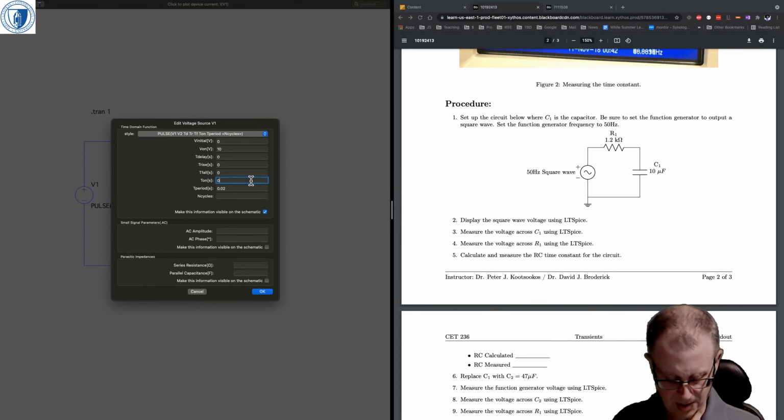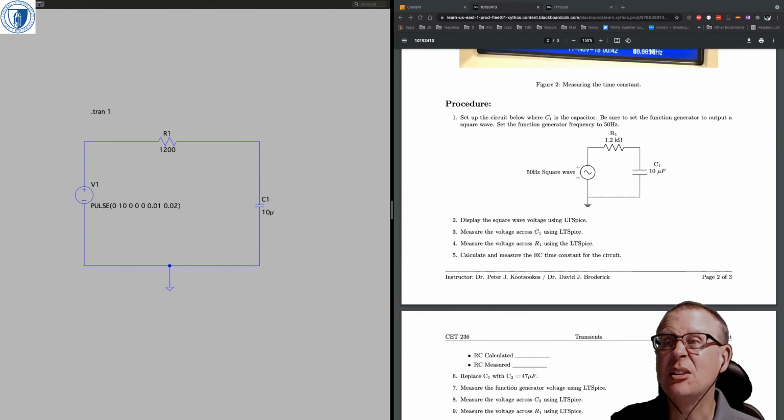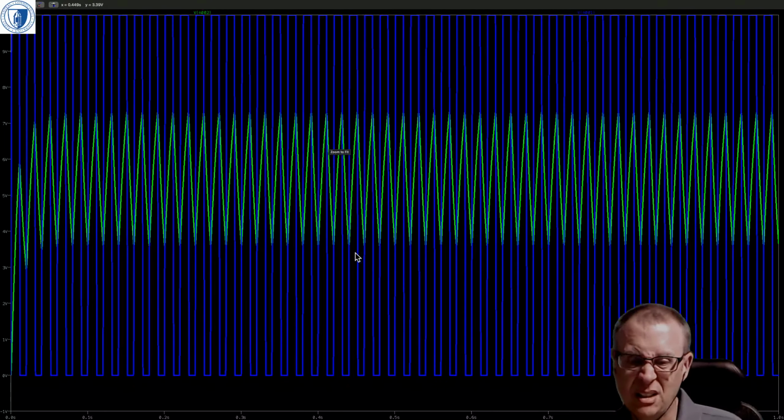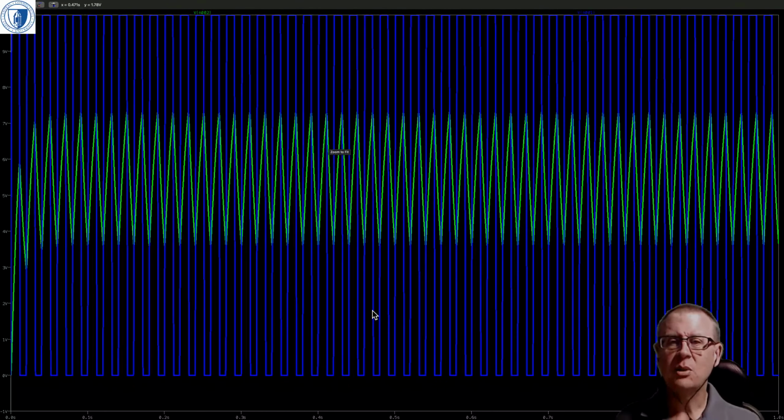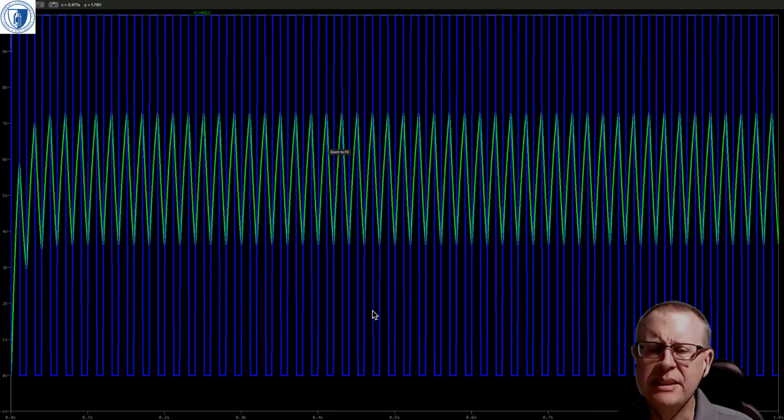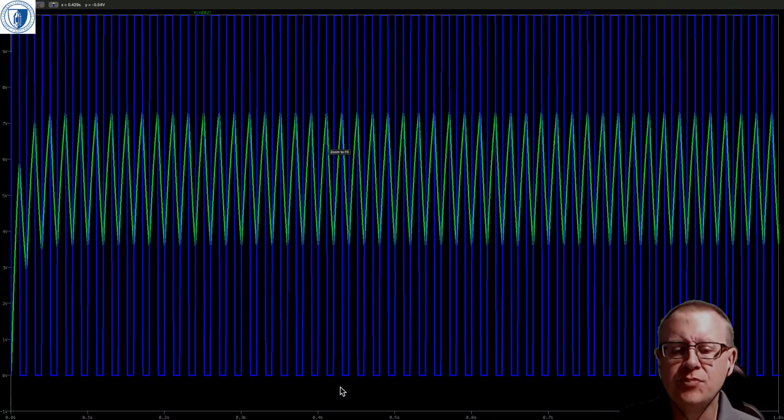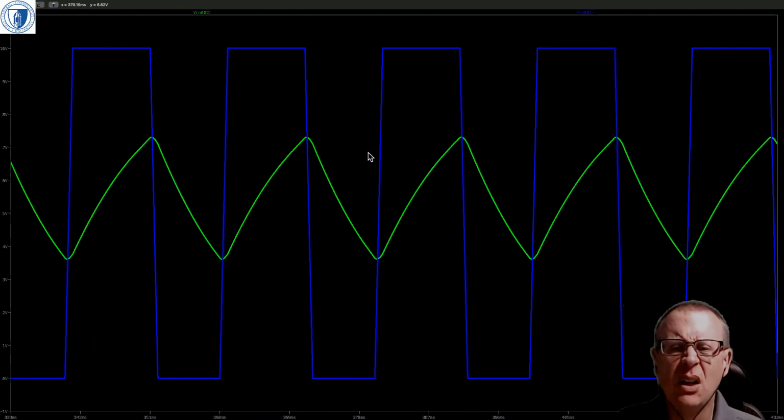So we want the on time to be about half, so half the period. So let's go with 0.1, and let's rerun it and see if that works a little better. That's working a little better, but now it's not quite right. The rising of each of these stops, or it doesn't reach its asymptotic value before the voltage changes.